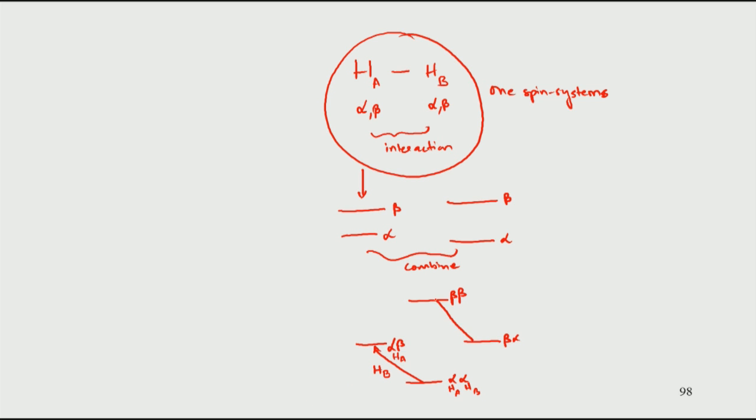Similarly, if you look at this particular transition, that is, molecules when they get excited from this energy level to this energy level, again the HA is constant, it is in the beta state, but the HB is going from alpha to beta. So, therefore, this particular transition also corresponds to H beta.